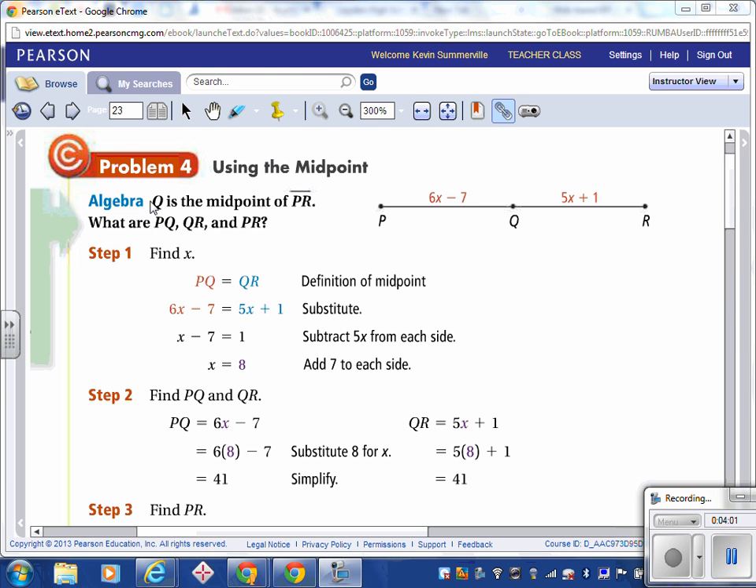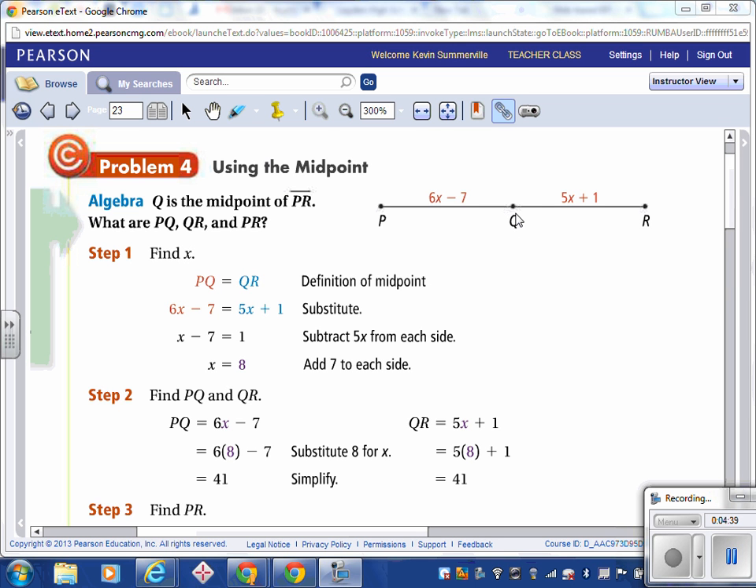Q is a midpoint of PR. So here's Q, and here's the line segment PR. So Q is a midpoint of PR, which means it's in the middle. What are PQ and QR, and the total length of that line segment, PR? To find that, we know that PQ equals QR. That this segment and this segment are equal because here is the midpoint.